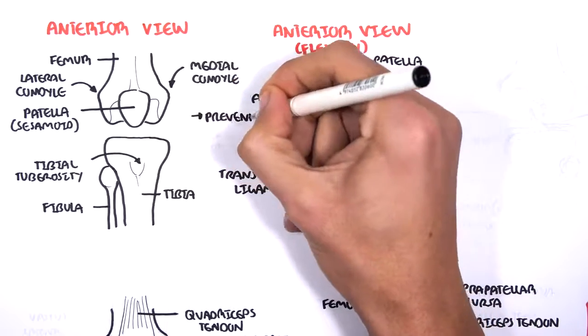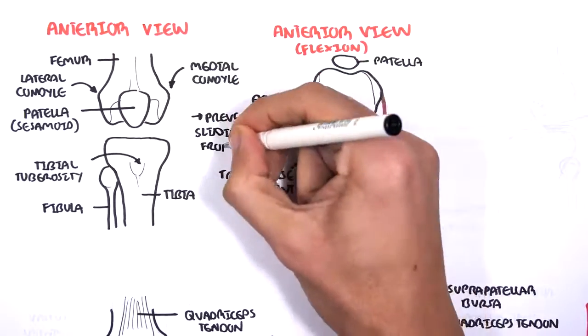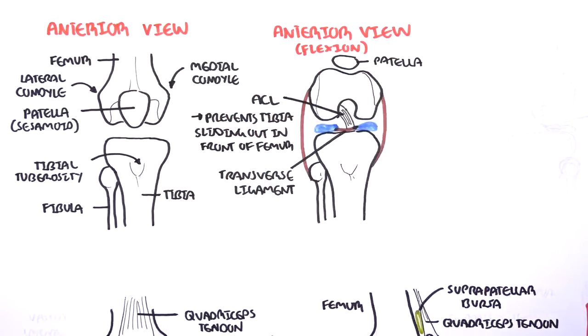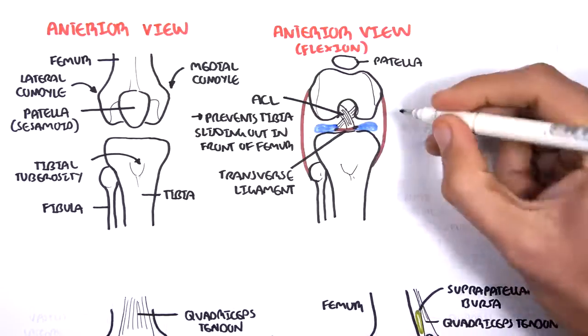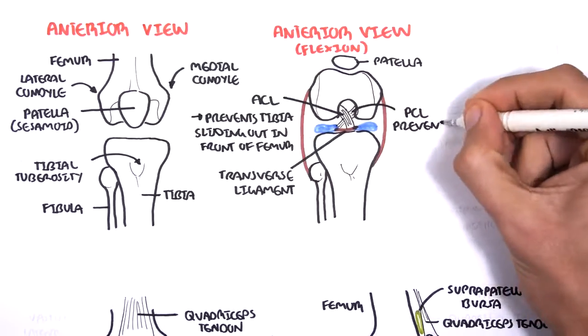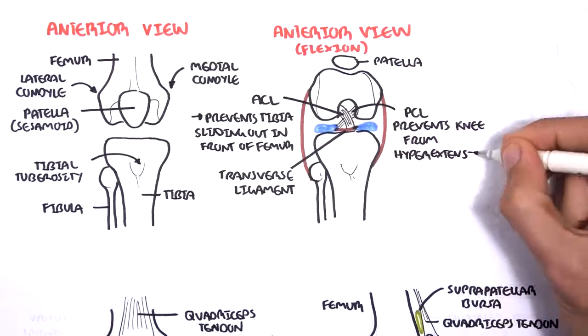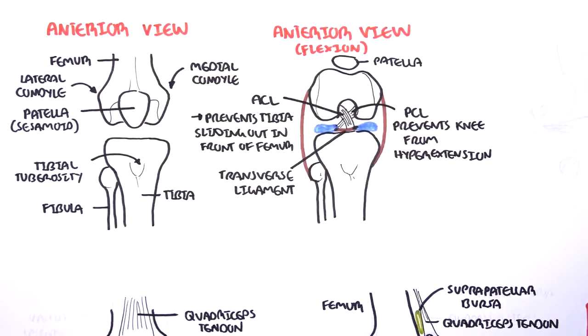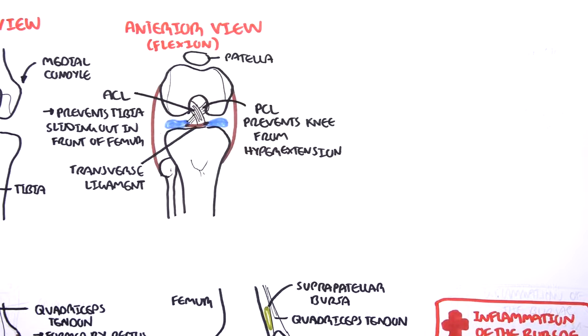The ACL prevents the tibia from sliding out in front of the femur. The PCL runs essentially to the back of the tibia from the femur. So the posterior of the tibia, hence posterior cruciate ligament. And the posterior cruciate ligament prevents the knee from hyperextending. So it prevents the tibia from going behind the femur.